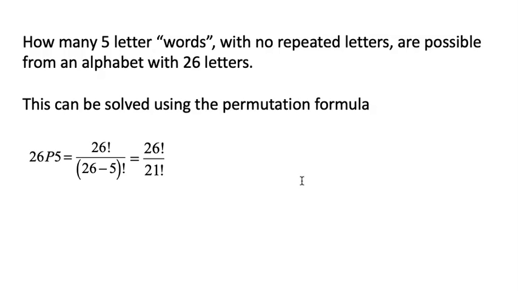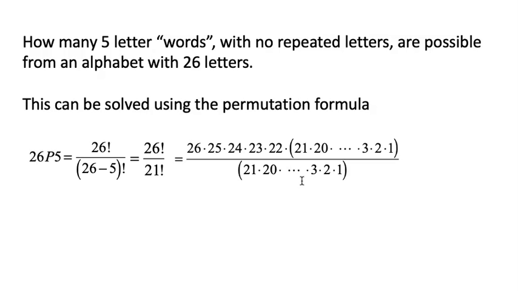Now what is 26 factorial? 26 times 25 times 24, 23, 22, 21, 20, 19, 18, 17, down to 3, 2, 1. 21 factorial is 21, 20, 19, 18, 17, 16, 15, 14, 13, 12, 11, 10, 9, 8, 7, 6, 5, 4, 3, 2, 1. Most of it cancels. All we are left with when it divides out is 26 times 25 times 24 times 23 times 22. Okay, that's what we had before, right? 26 choices for the first letter, 25 for the second, 24 for the third, 23 for the fourth, and 22 for the fifth. So that's the same number that we had before, 7,893,600.